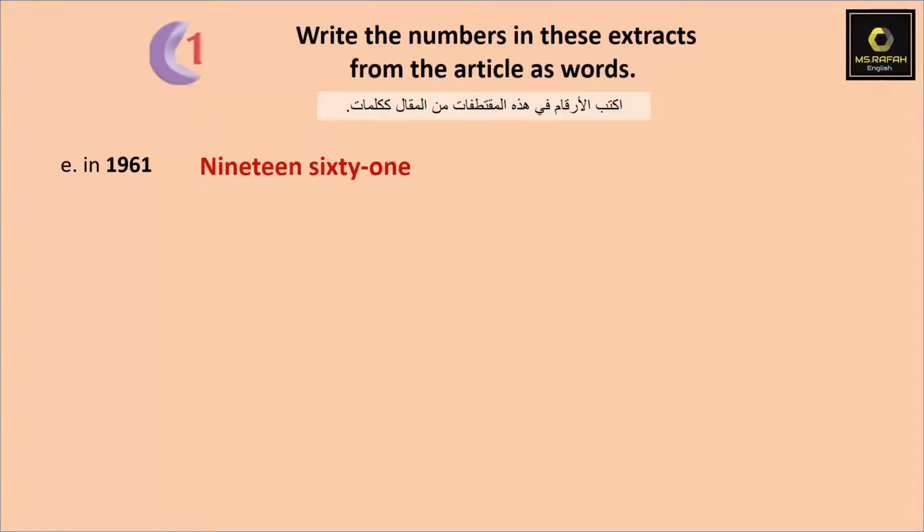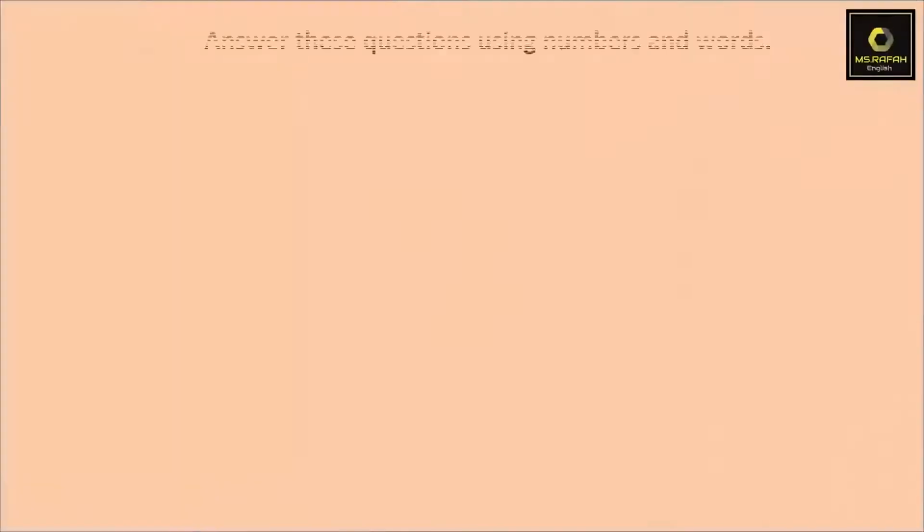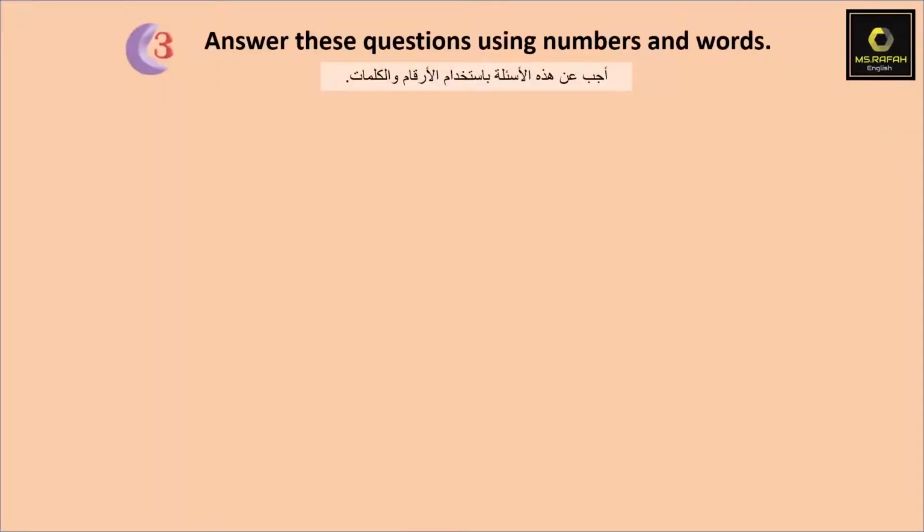In 1961 قلنا بنقرأ كل رقمين لحالهم. 19, 61, 1961. "268 people." "1960 and 1970." Answer these questions using numbers and words.